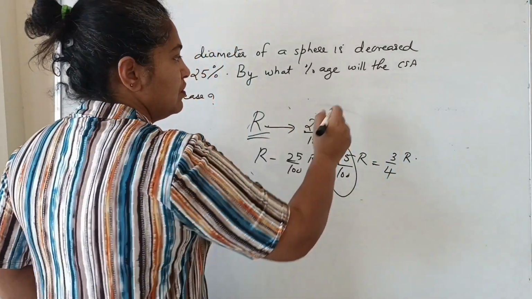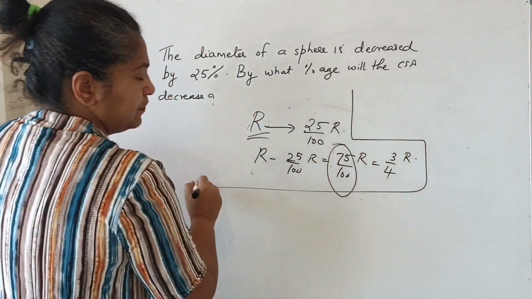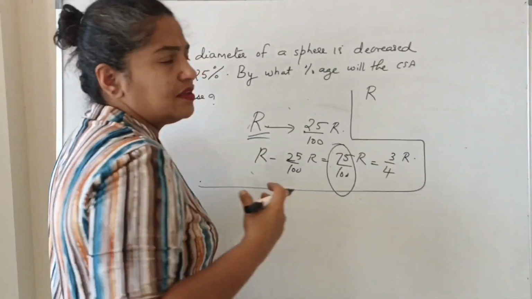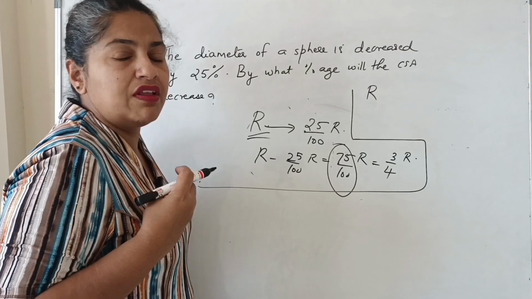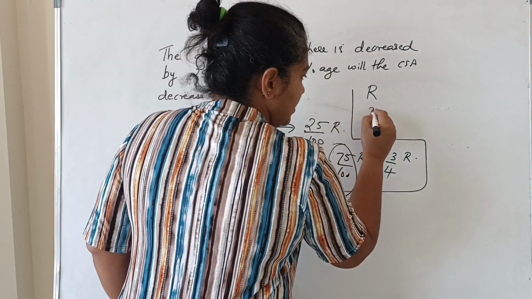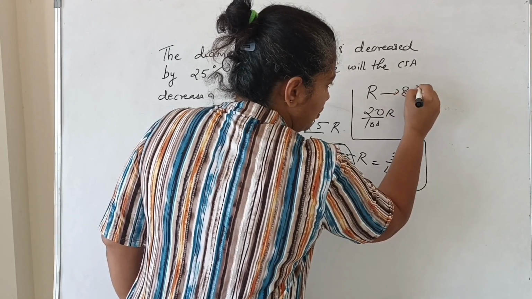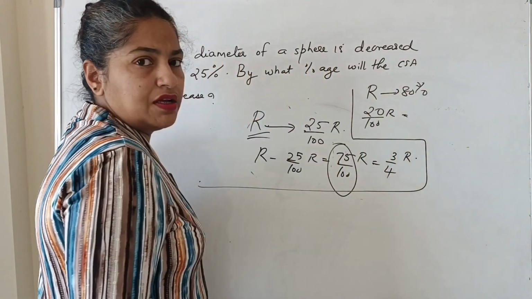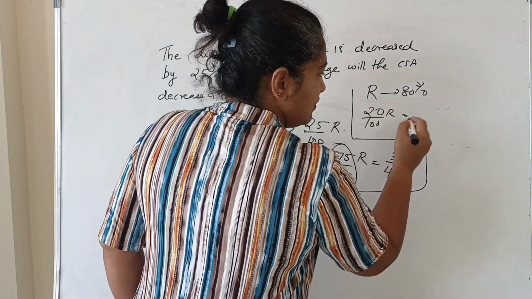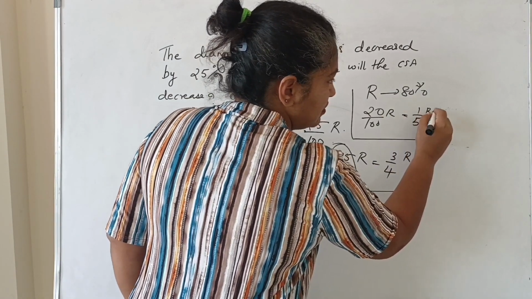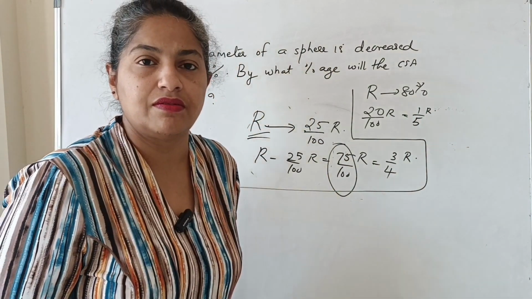Now let me ask you, original radius is R. There is an 80% decrease. What is my new radius? It has to be 20 by 100 into R, because 80% is gone. Reduce it. What will I get if I am reducing it? I will get 1 by 5 R. That is my new radius.